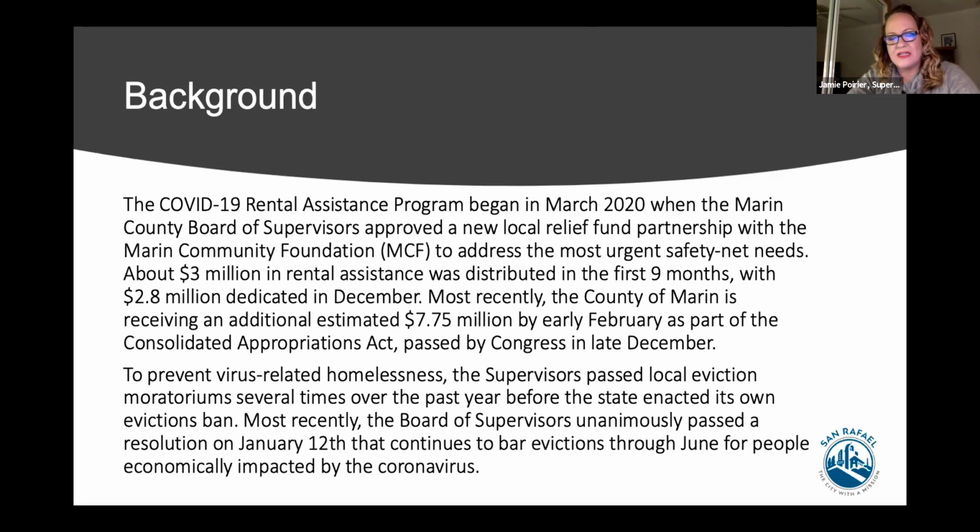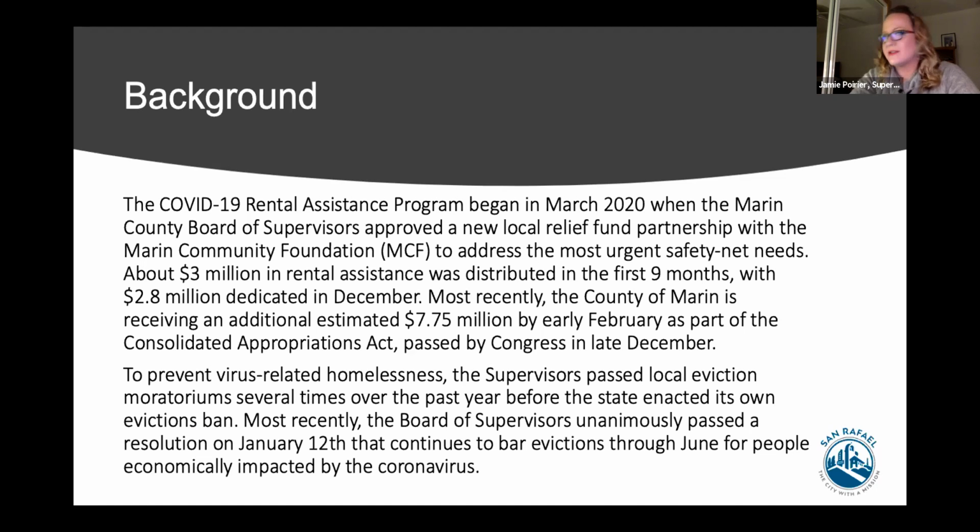Again, over $3 million was distributed from March through December 2020. And in December, the Marin County Board of Supervisors and Marin Community Foundation dedicated an additional $2.8 million. And then the $7.75 million came in as part of an act passed by Congress in late December.